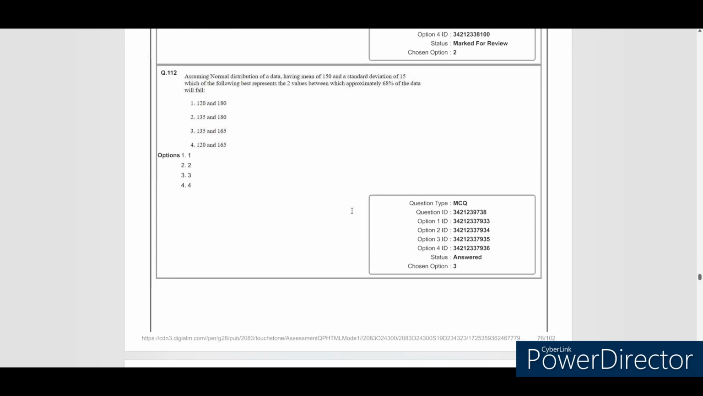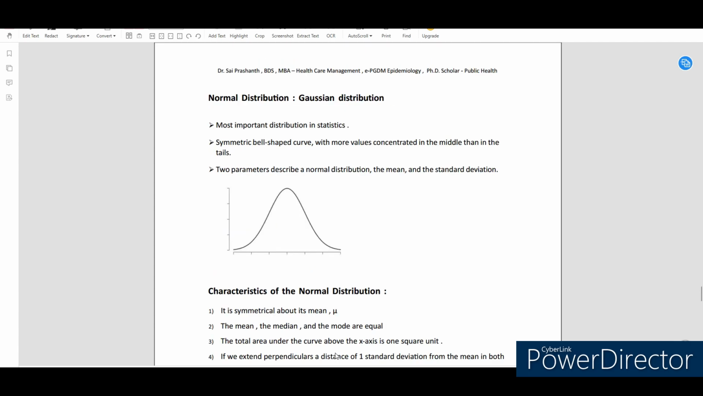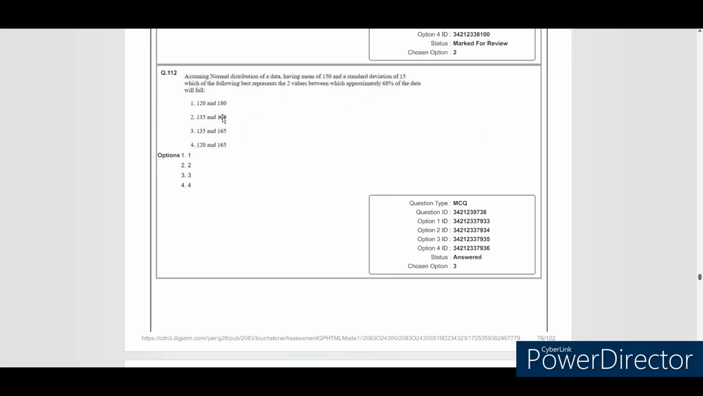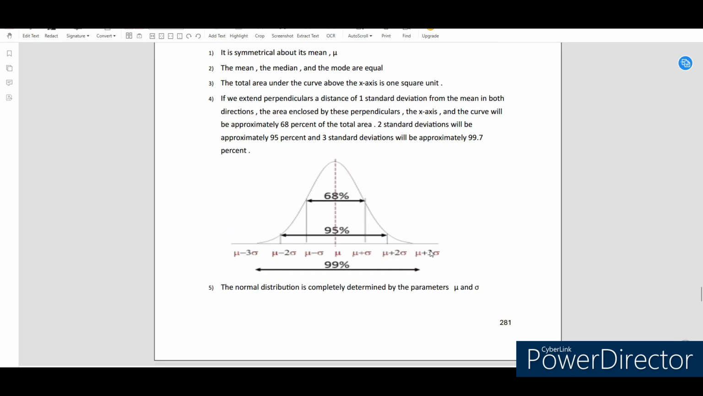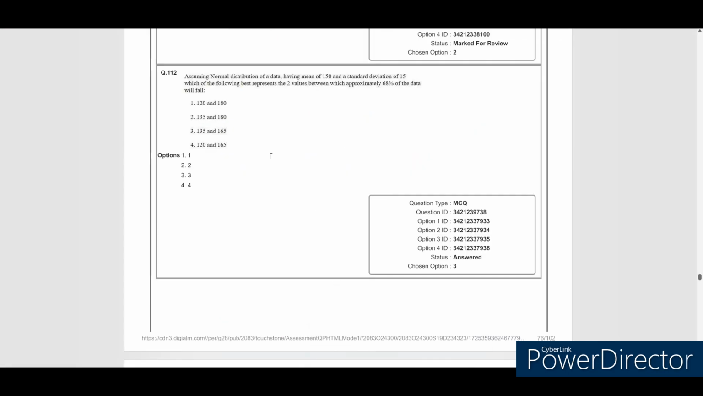Now coming to question number 112, which is very easy. They have given a normal distribution of data which is having a mean of 150 and standard deviation of 15. Which of the following best represents the two values between which approximately 68% of the data will fall? So this is basically a conceptual question. I will go back to my notes for this. Okay, if you can see the normal distribution, 99% of the values will fall between 3 standard deviations, whereas 95% will fall between 2 standard deviations and 68% will fall between 1 standard deviation. So in this question they are asking about only 68% of the data.